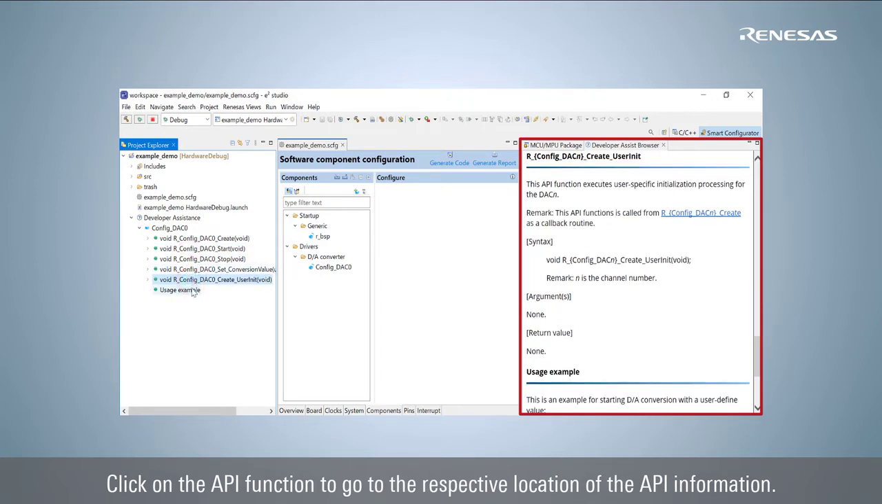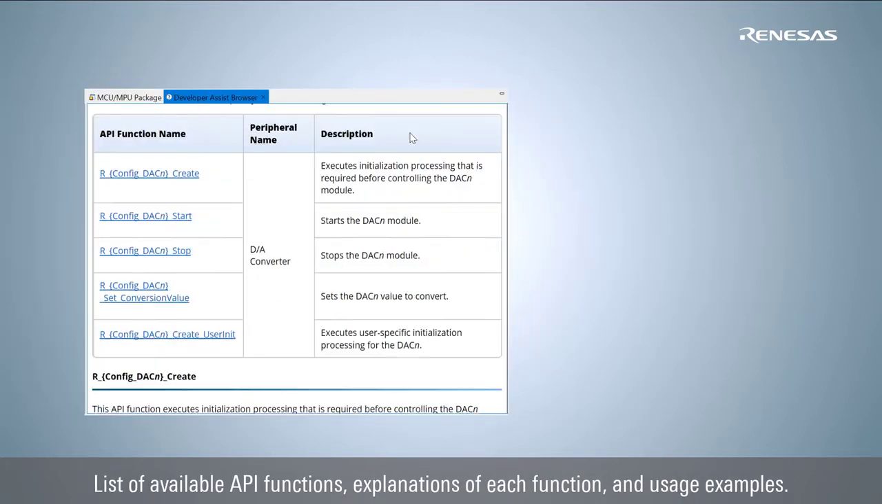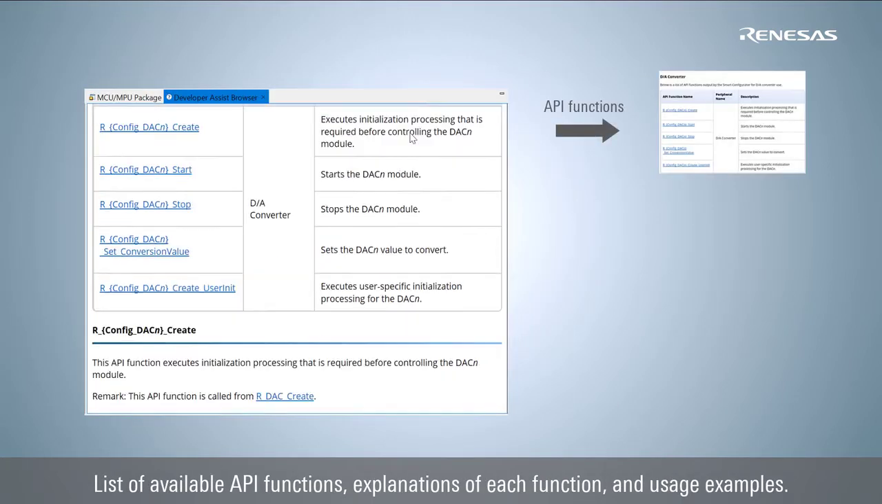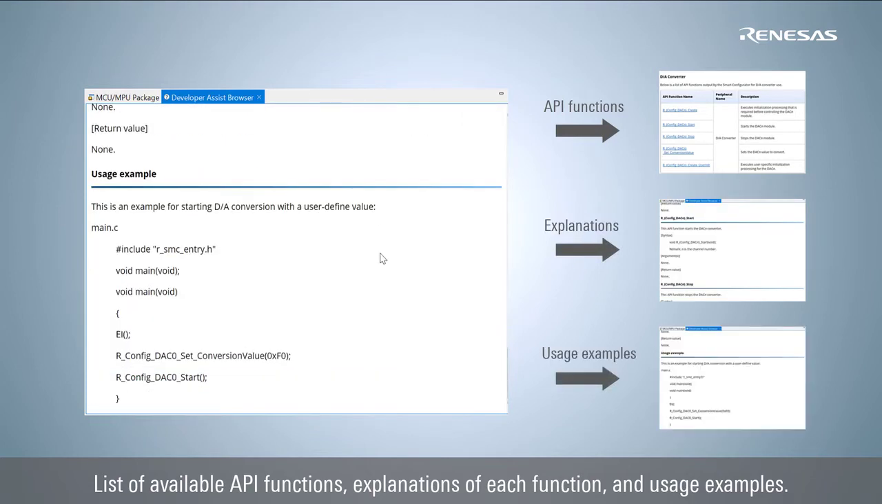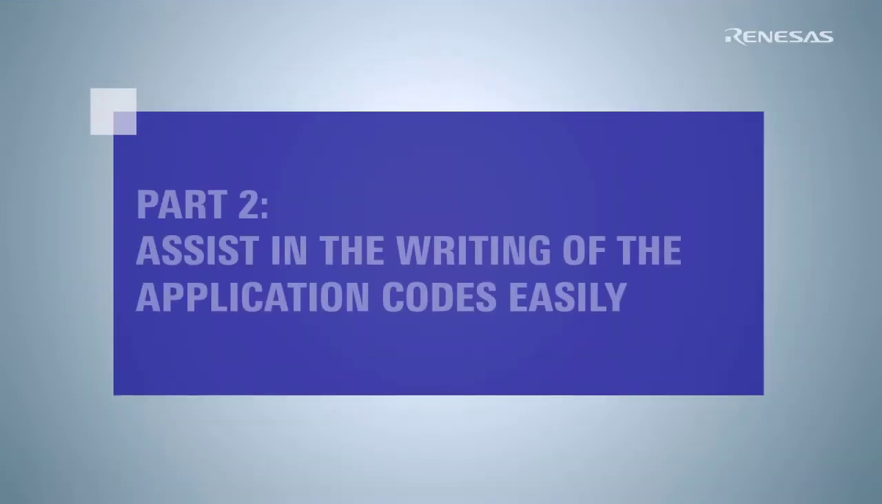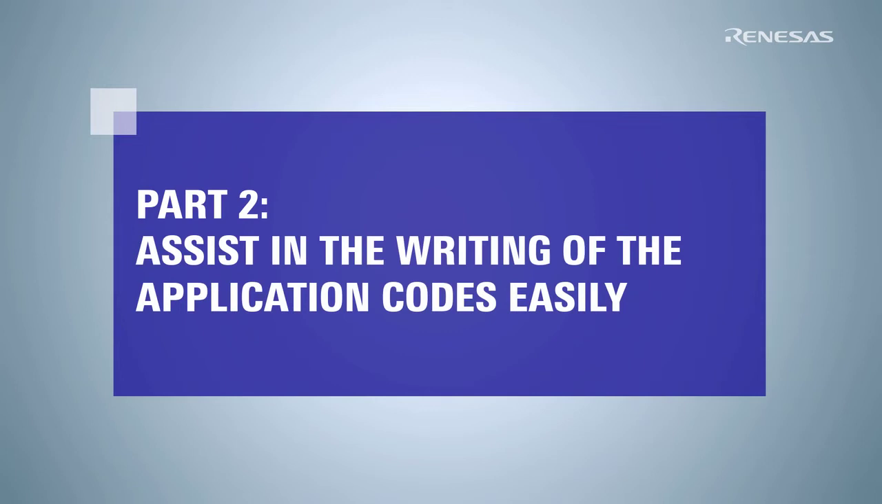API information. Navigate the Developer Assist browser for other available API functions, explanations of each function, and usage examples. This information assists in the start of development easily. Next, we will introduce how Smart Configurator Development Assistance can assist in the writing of the application codes easily.